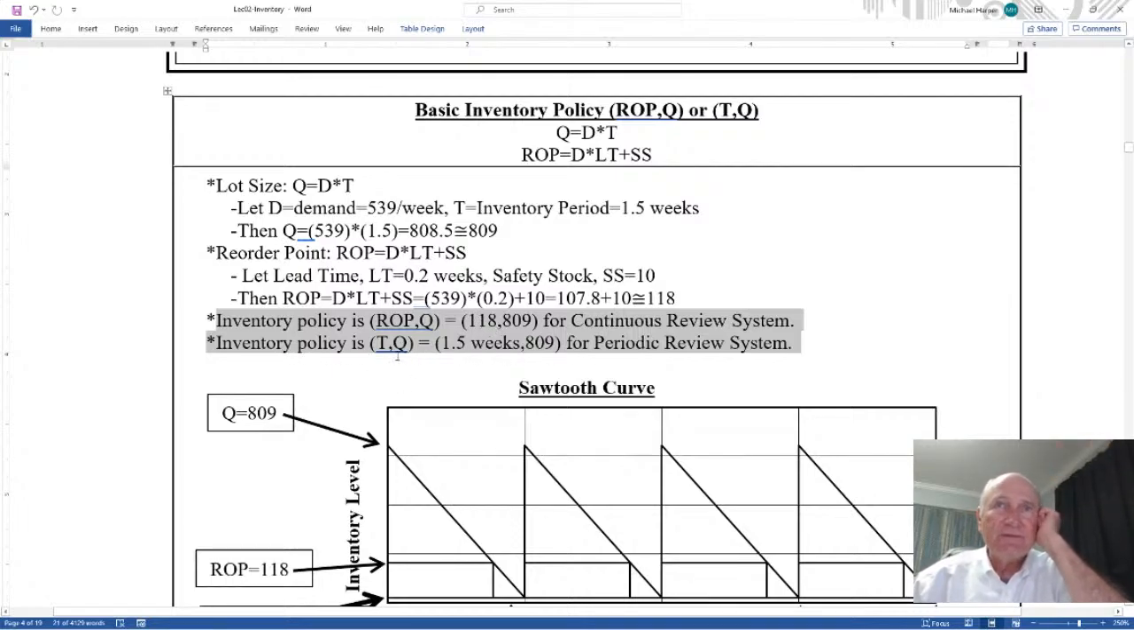The periodic system says, nah, I'm only going to periodically review my system. Actually, since it's constant demand, I'm going to review my system every 1.5 weeks. And every 1.5 weeks, I'm ordering 809. That's simply all that means.